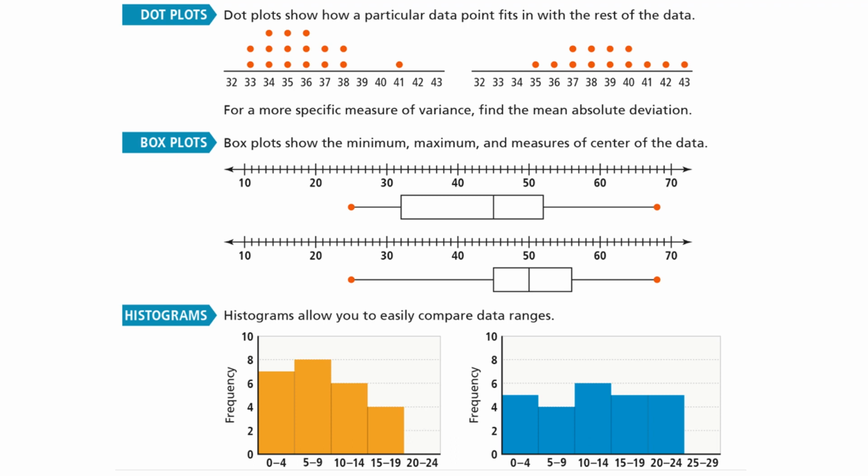So this is an overview of how we can compare data sets using our graphs and using some numbers, either our mean and mean absolute deviation or the 5-number summary.